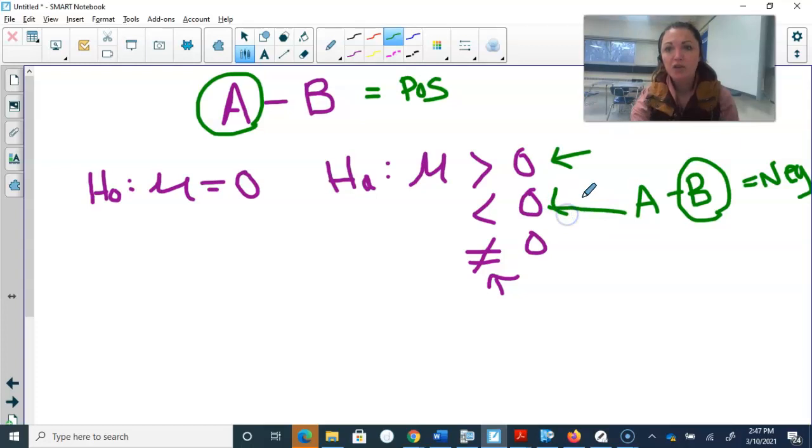That's right there. So pay attention to that word choice and how you set up the distribution. Did you do A minus B? Did you do B minus A? And what is that question asking? Okay, let's keep going here.